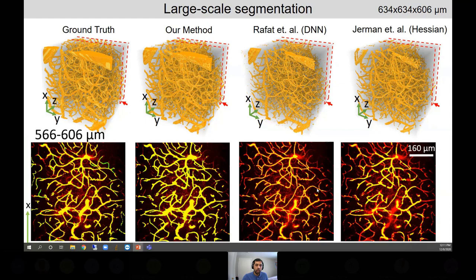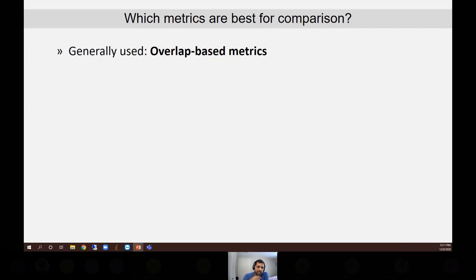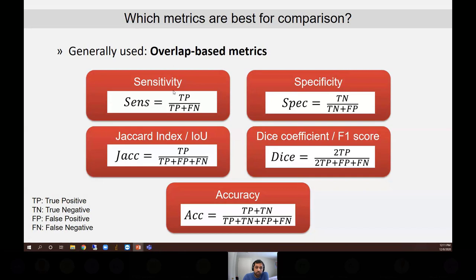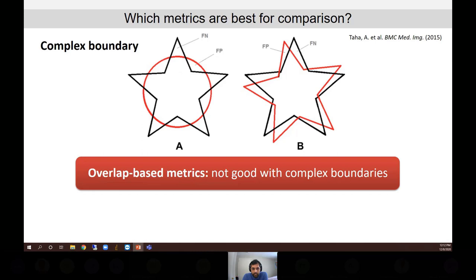Now, these results look good visually, but how about a quantitative comparison? Before we did the comparison, we asked ourselves what metrics we should use. Traditionally, the metrics used for segmentation are sensitivity, specificity, Jaccard index, dice coefficient, and accuracy. However, as we looked into more detail, specifically for vascular segmentation, it turns out that overlap-based metrics, such as the ones I presented earlier, are not very good with complex boundaries.